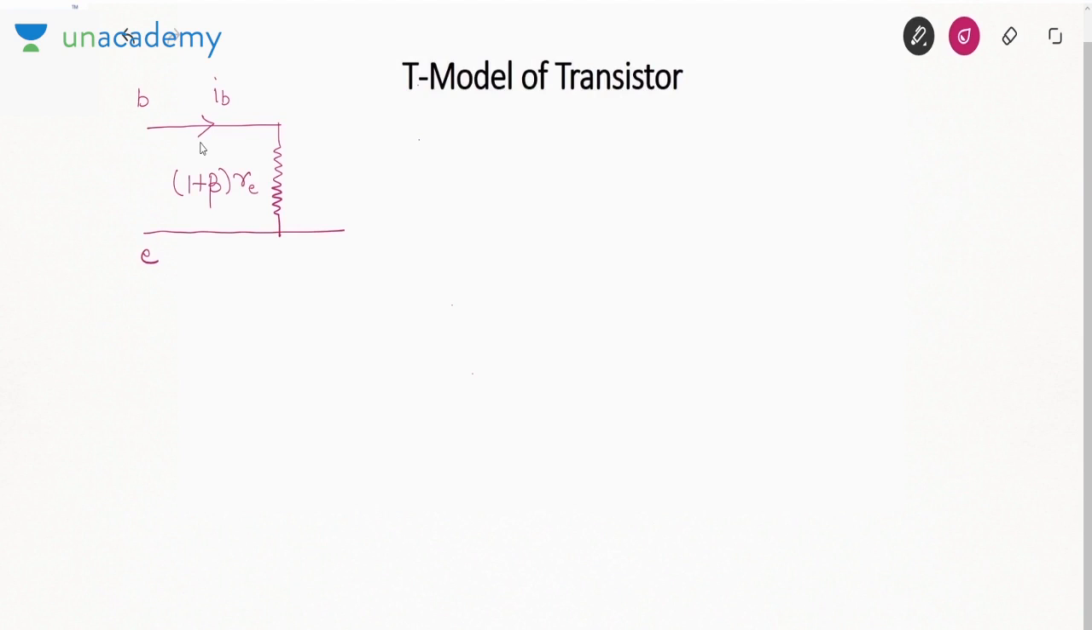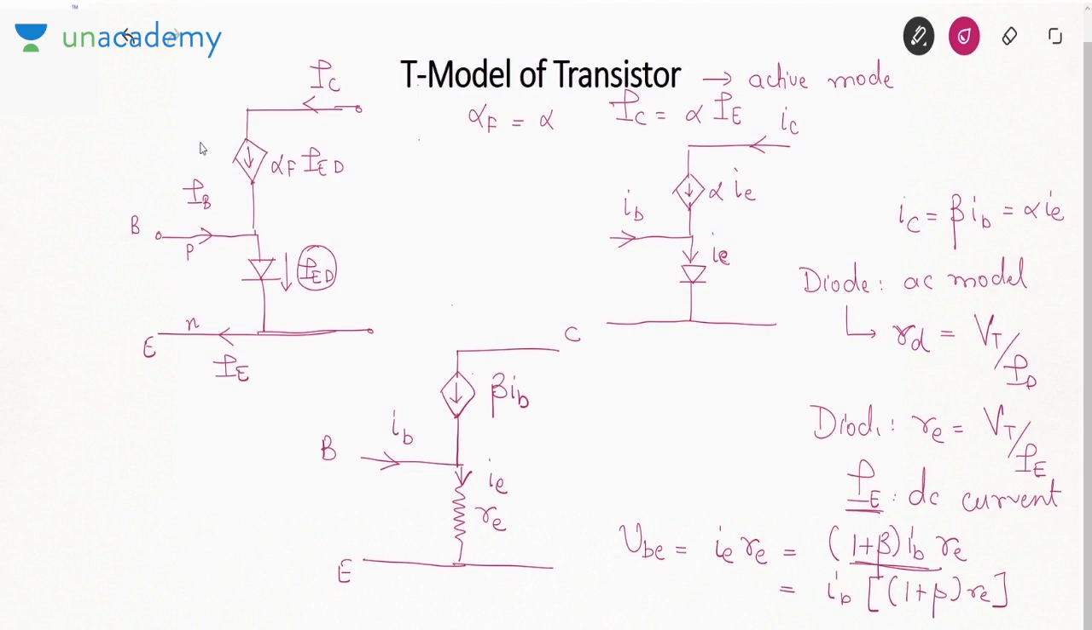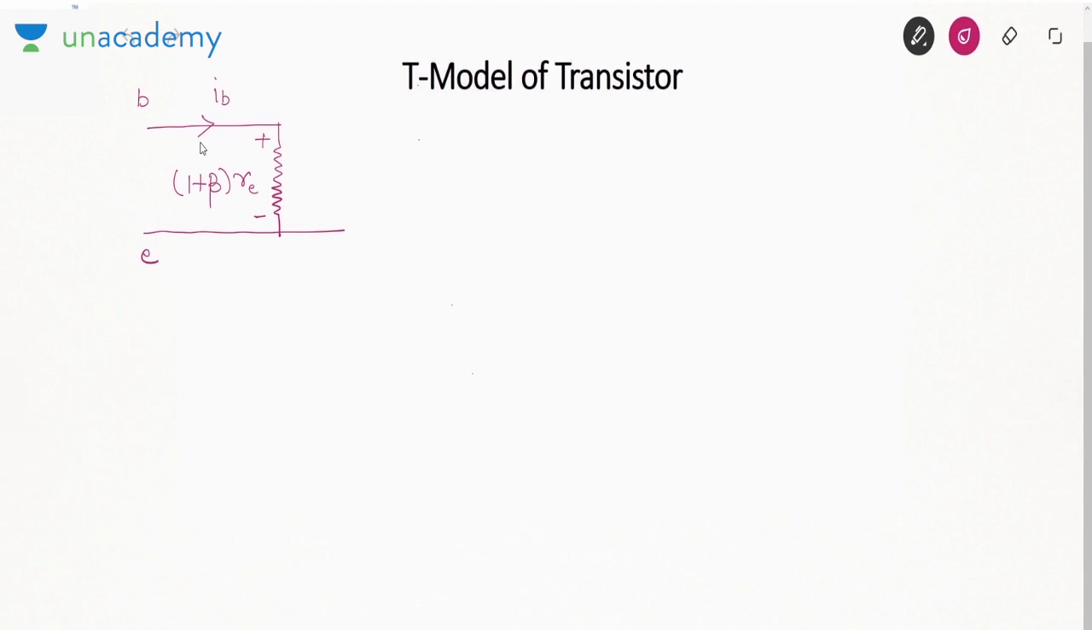Now the voltage between base and emitter is IB multiplied by (1 plus beta) RE. Initially this voltage was (1 plus beta) IB RE, but I have taken (1 plus beta) with the resistance, so the current will now be IB. I have shown the resistance in such a way that the current in the resistance is IB, but to keep the same voltage drop, the resistance must be multiplied by a factor of (1 plus beta). The collector current source is beta IB, and this is your emitter. So what is the current here? The current here is IB plus beta IB, or (1 plus beta) IB. That is the current in this branch.